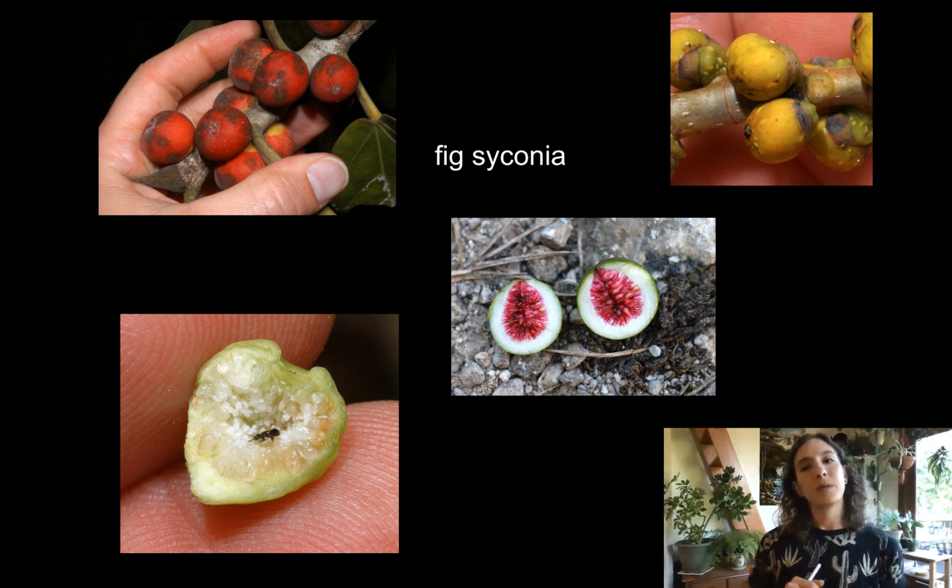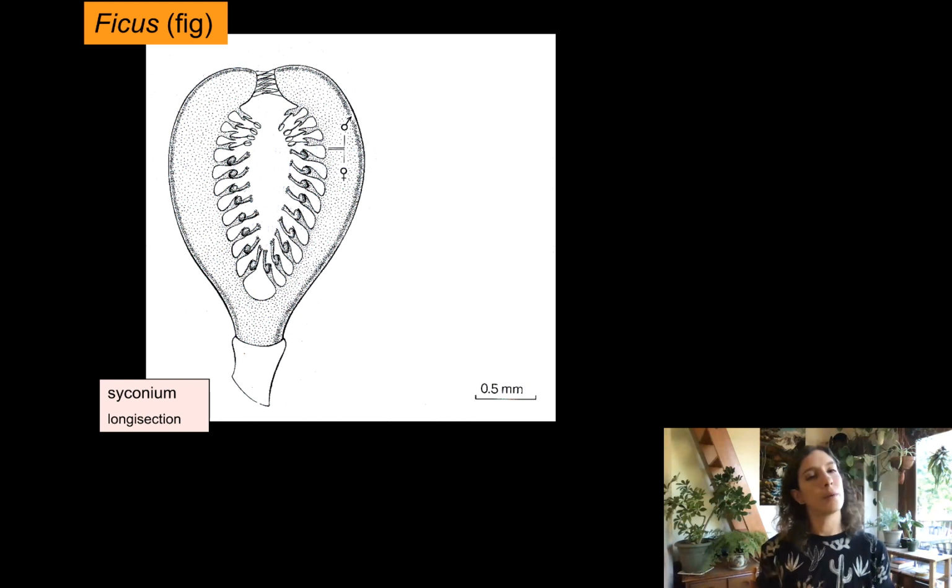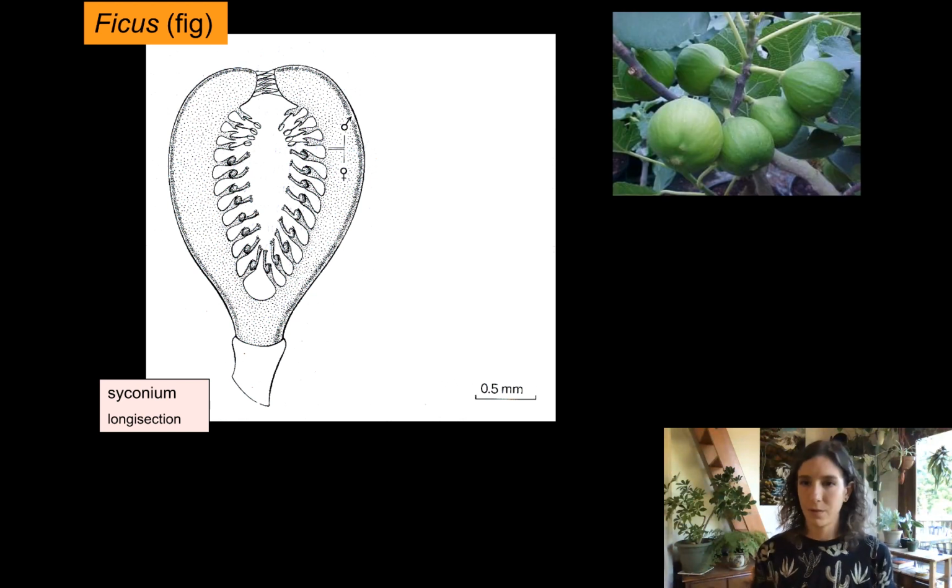Here are some examples of some real-life figs. Now, like I said earlier, there are about 800 species. Just huge diversity of size, shape, color, and a really huge diversity in pollinators, except all of the pollinators for all of those different species of figs are fig wasps. It's just that there's a lot of species of fig wasps. So that's what we're going to get to talking about. Here is a diagram of one of those syconiums. This is a longitudinal section of one of those.